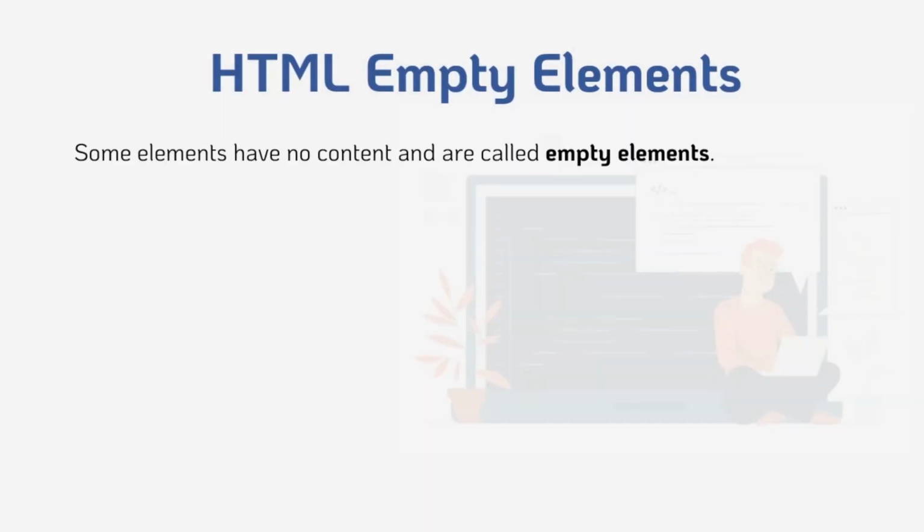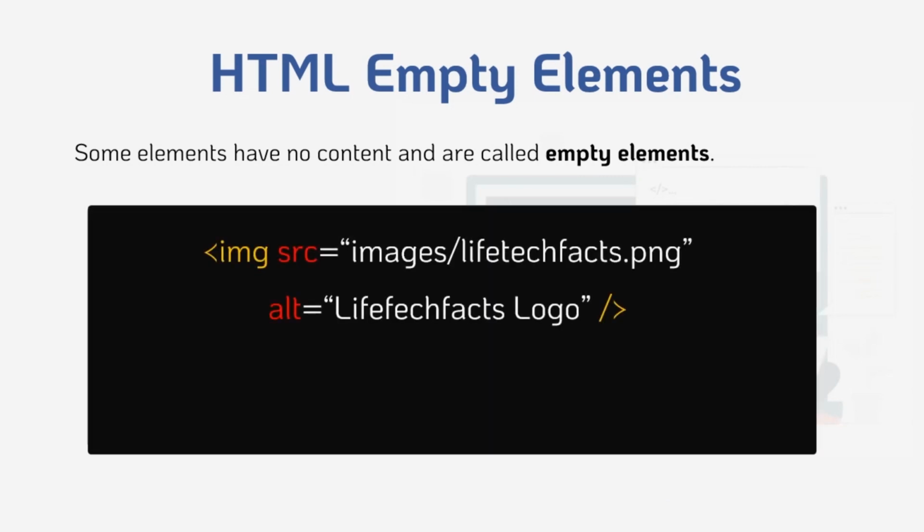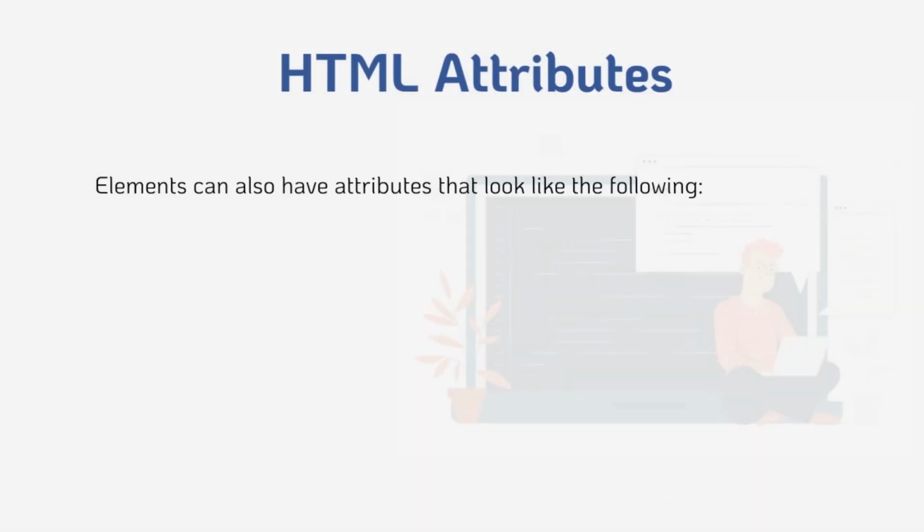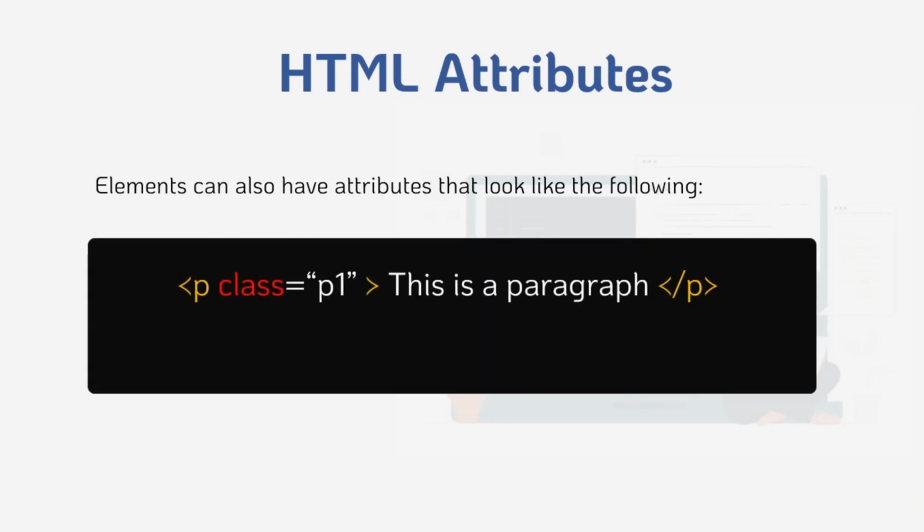Now HTML also has empty elements that do not have content. Now you can hear of things such as self-closing tags. They basically are referring to HTML empty elements. Now this is an example. We have an image element right here. So you see it does not have an opening tag and a closing tag, and then it's called an HTML empty element. Now, another thing you need to know before we continue is HTML can also have attributes that look something like this. Now, we have the paragraph, and it has a class which is equal to p1. Now, this class is also called the HTML attribute.